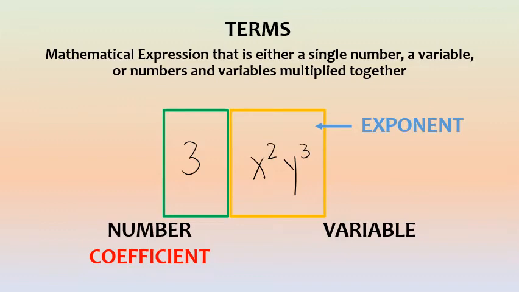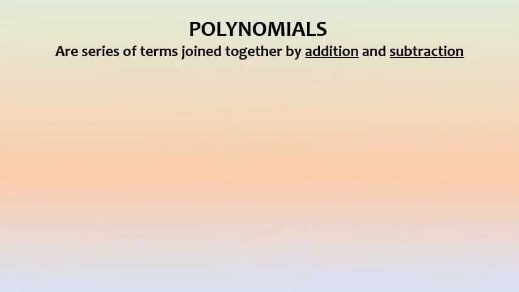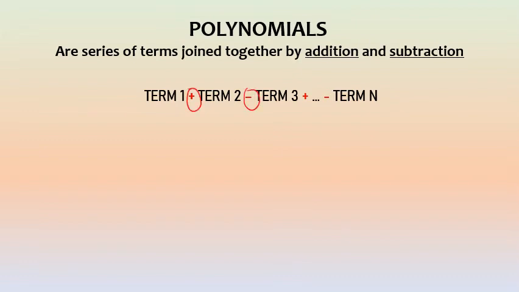So now that we understand what terms are, let's talk about now what polynomials are. So polynomials are series of terms joined together by addition and subtraction. So para siyang chain, maraming terms combined together by addition and subtraction. So take note class, it is combined together by these symbols, plus and minus, addition or subtraction.